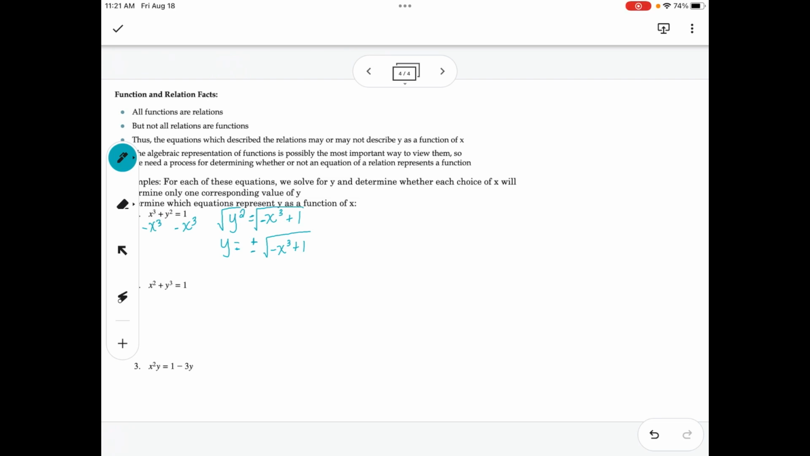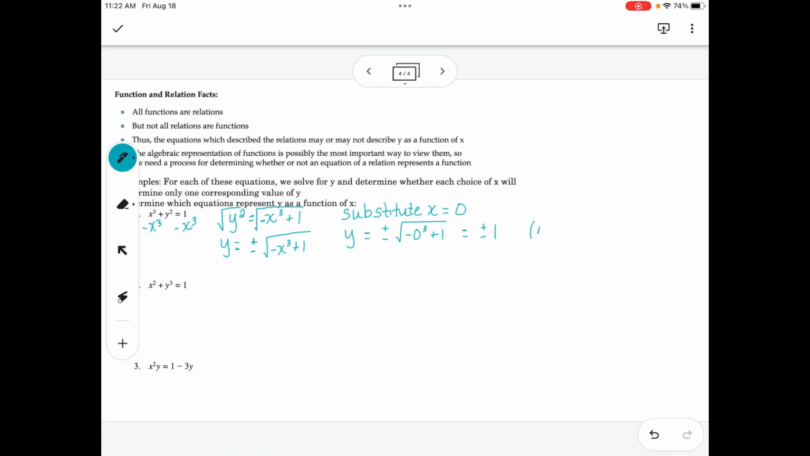Why am I substituting 0 instead of any other value? Well, 0 is easy to solve for, right? So I'm going to substitute 0 and see how many solutions I get. If I do this, I will have y is equal to plus or minus the square root of negative 0 cubed, which is still 0, plus 1. Well, 0 plus 1 is still going to be 1.